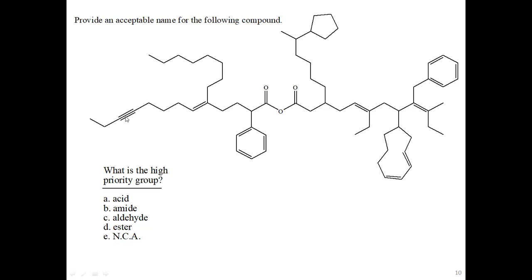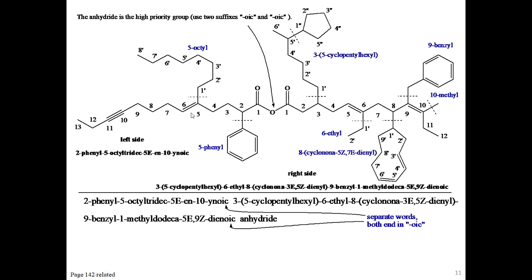And then down here I have a triple bond. So let's take a look at how this will be named. Okay, so starting on one side, let's start on the right side here. Is that what I did? No, I started on the left side. So let's start on the left side. So 2, I have a phenyl. Okay. 3, 4, 5, I have an octyl.